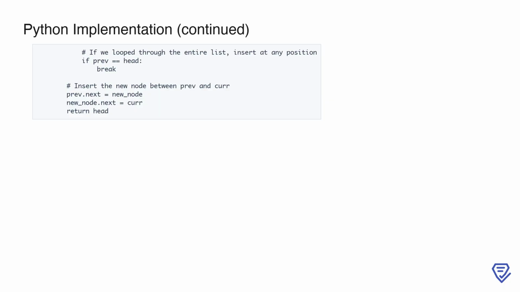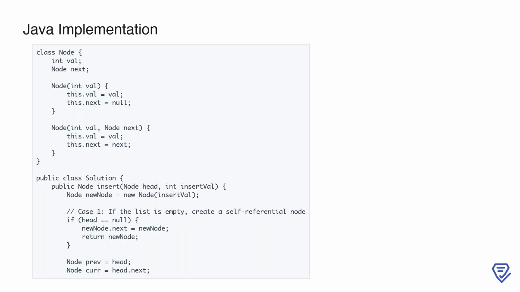This ensures that the list remains properly connected in circular while maintaining its sorted order. Here, we start by defining the node class, which represents each element in our circular linked list. Each node object has an integer value and a reference to the next node. There are two constructors provided, one to initialize the node with just a value, and another to initialize it with both a value and a reference to the next node.